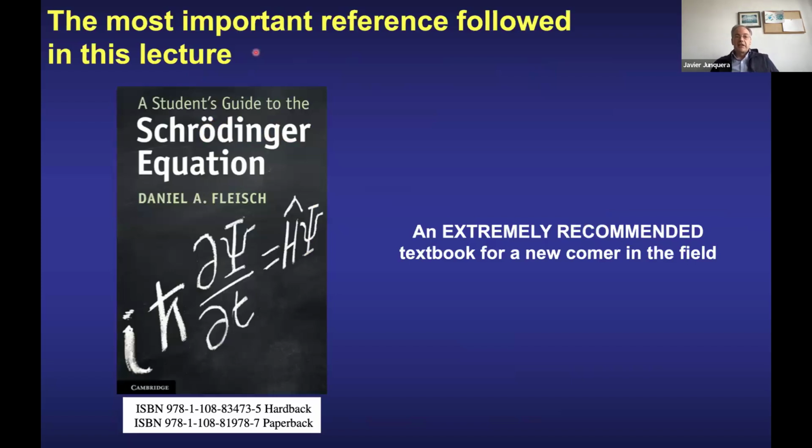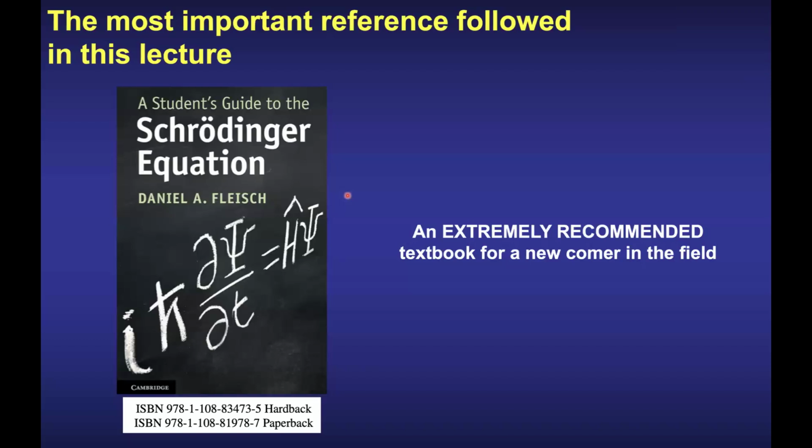So here, the first thing that I would like to emphasize is a very important reference that I will follow in this lecture. Indeed, most of the materials has been borrowed from this textbook that is called A Student's Guide to the Schrödinger Equation by Daniel Fleisch. And I extremely recommend the reading of this book for newcomers in the field, because it's self-explanatory. It's going step by step in a very careful way.